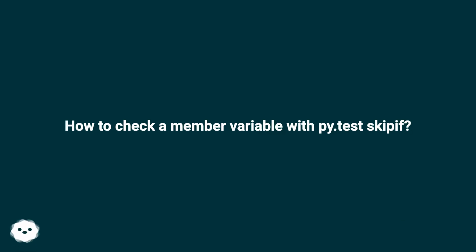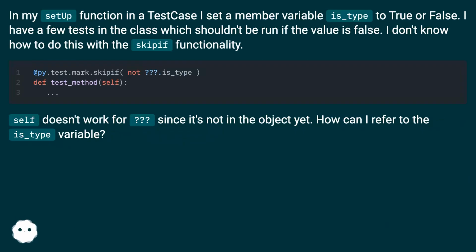How to check a member variable with pytest skipif. In my setup function in a test case, I set a member variable is_type to true or false. I have a few tests in the class, which shouldn't be run if the value is false. I don't know how to do this with the skipif functionality.